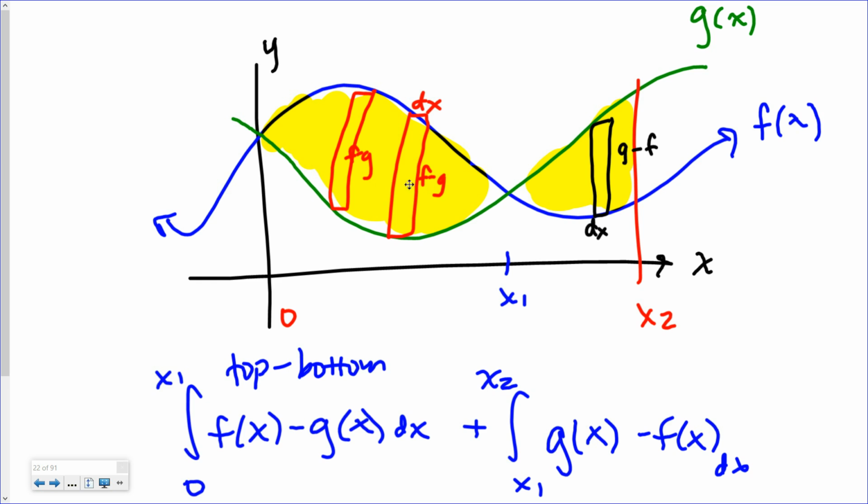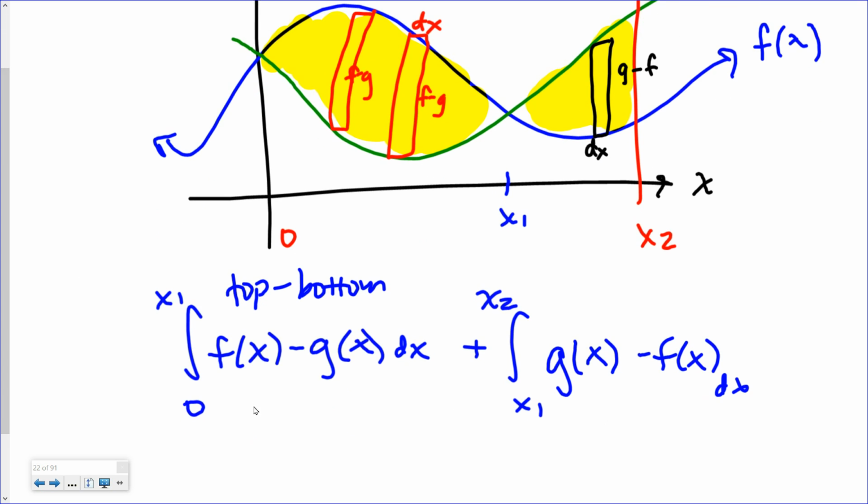G minus f. So when you have different Riemann sum bars, you're going to have to split it into two different integral problems, and you'll just add them separately. So see if this makes sense. This area from 0 to x1, this yellow highlighted area, would be f minus g times dx, right? So here you have the f minus g times dx, from the smallest x to the biggest x.